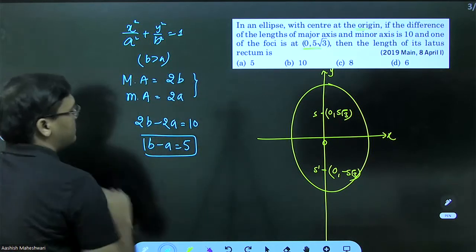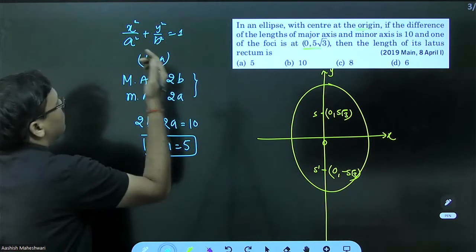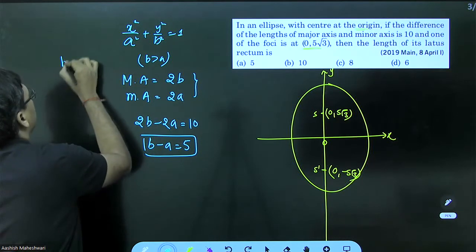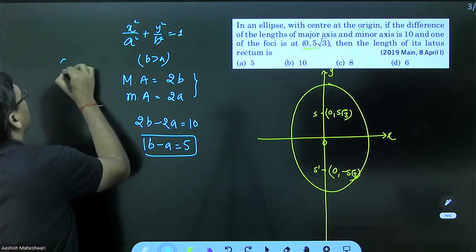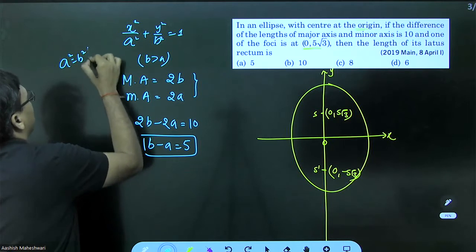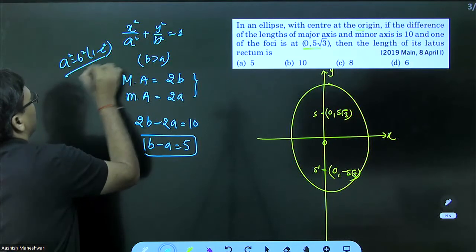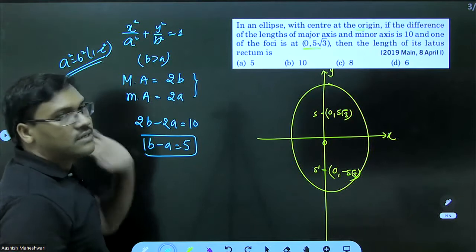Another relation we have, that is a hidden relation, which we always know. This is a square is equal to b square into 1 minus e square. This is always a relation if b is greater than a.